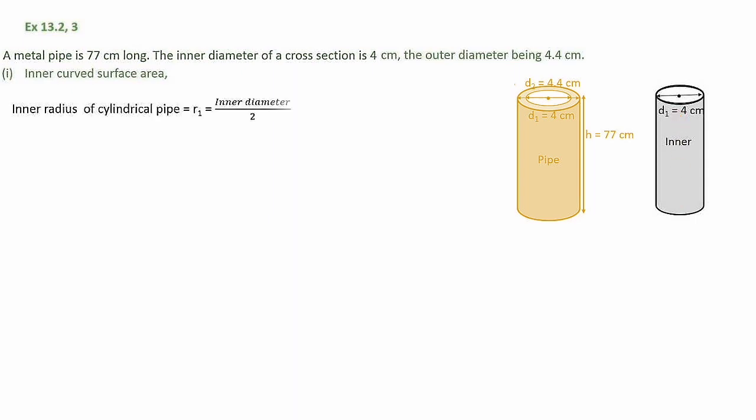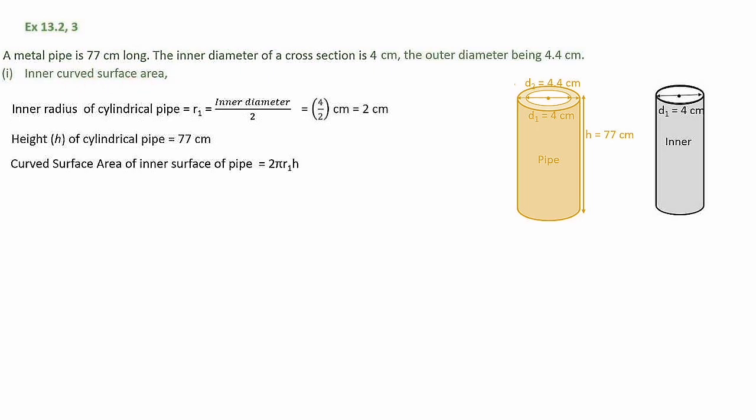And here let's write the inner radius because we want to calculate the inner curved surface area. Inner radius of the pipe, here you can see the inside circle. The diameter is given to us, 4 centimeter. Radius is diameter by 2, that is 4 by 2 equal to 2 centimeter. Height is given to us, 77 centimeter. Then as we know the curved surface area of a cylinder, the formula is 2 pi rh.